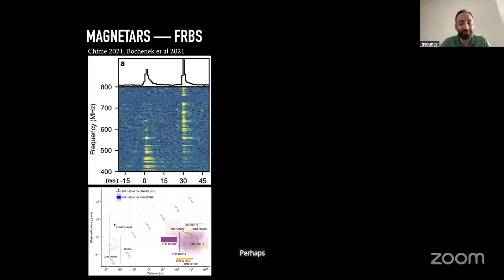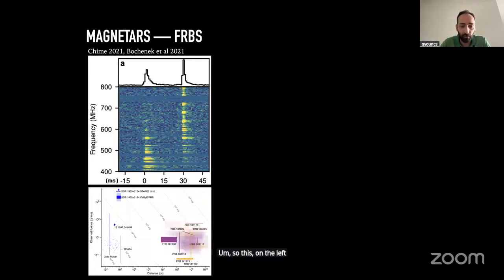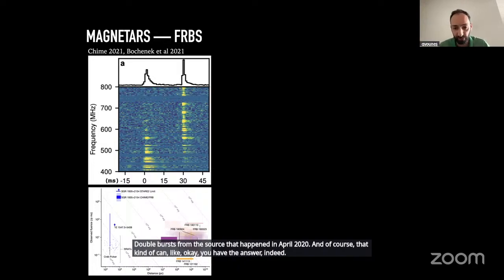Since the discovery of FRBs, one of the most important discoveries, in my opinion, was of course the FRB from the Galactic magnetar SGR 1935+2154. On the left, you are all familiar with what I'm showing. This is a CHIME double burst from the source that happened in April 2020. And of course, you have the answer. Indeed, magnetars can produce FRB-like emission. Maybe at the time it was at the tail end of the brightness, but you could see it to extragalactic distances. If this was from a few megaparsecs away, you would have seen it and called it an FRB. So you got your answer.